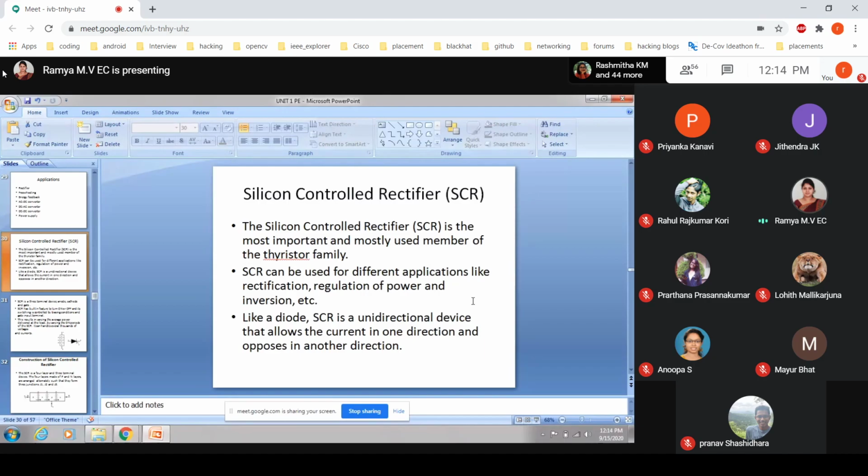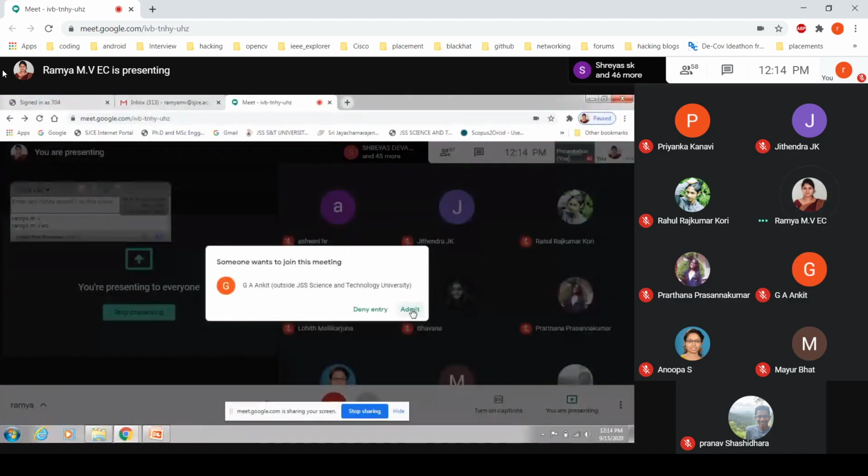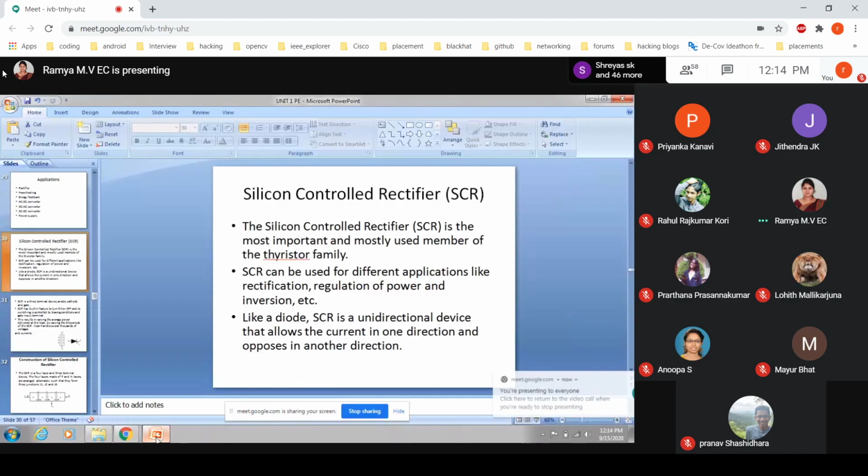Okay, so silicon controlled rectifier. It is also called a thyristor. Basically, it is also used for rectification purposes, regulation of the power supply, and so on. So it is the same as the diode in how it conducts. It is a unidirectional device. Okay. So I gave the exact information related to the SCR in the previous class.